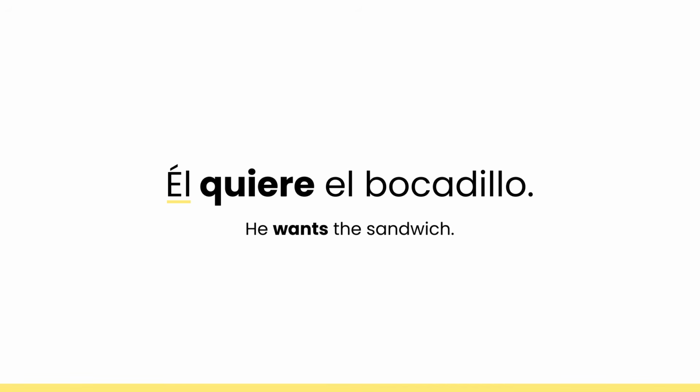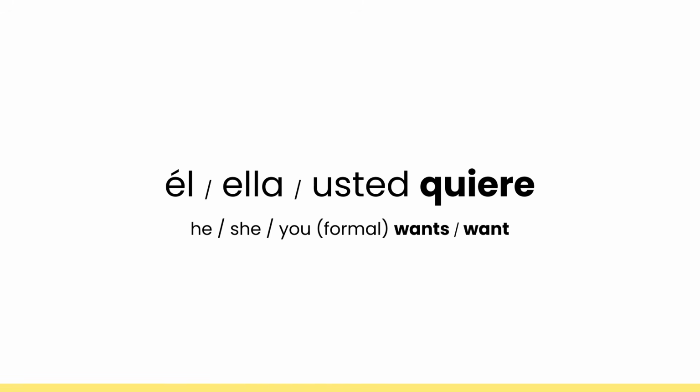Alright, one more example. He wants the sandwich. Él quiere el bocadillo. Now again, we don't need él because quiere already tells us that we are talking about he. Now this is where we actually run into a problem because quiere is not only the conjugation for he, for él. It's also the conjugation for ella or usted. So she or you formal.